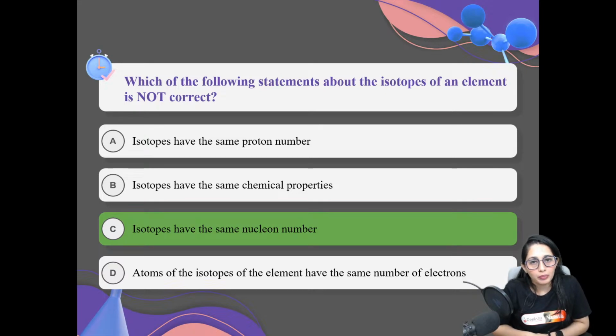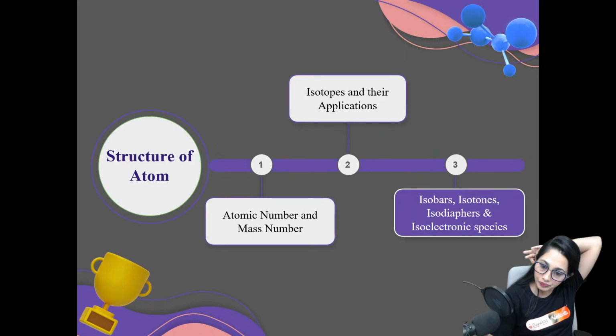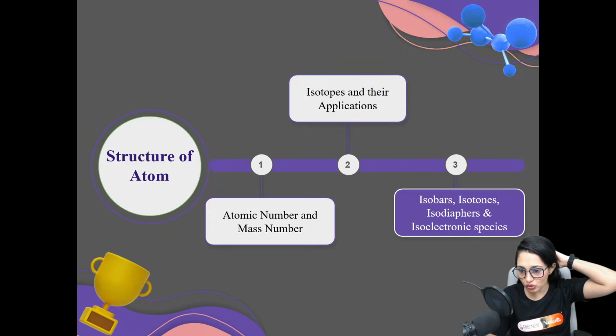They have the same proton number. Yes, atomic number is the same. Isotopes have the same chemical properties. It is also correct. But isotopes do not have the same nucleon number. Nucleons are nothing but protons plus neutrons. Next. Yes, isobars, isotones and isodiaphers.